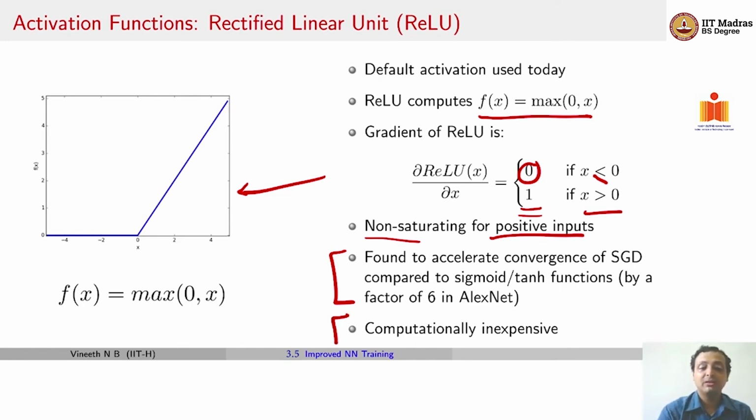It's computationally very cheap. All that you need to do in an implementation is threshold and just move on. If it is greater than 0, just take the value and move on. If it is less than 0, set it to 0 and move on.